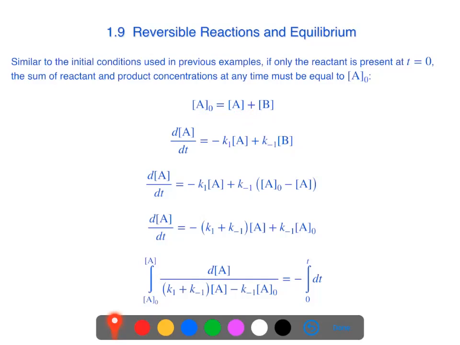Using this initial condition, we can solve for B, which is equal to the initial concentration of A minus the concentration of A at some time t. So we make that substitution in this step, and then we can multiply through and collect like terms, and we end up with the following expression, where we have minus the bracket k1 plus k minus 1 times the concentration of A, plus k minus 1 times the initial concentration of A. So this is your constant. So this becomes the form of the integral that we must solve to get solutions for both the concentration of A and B.